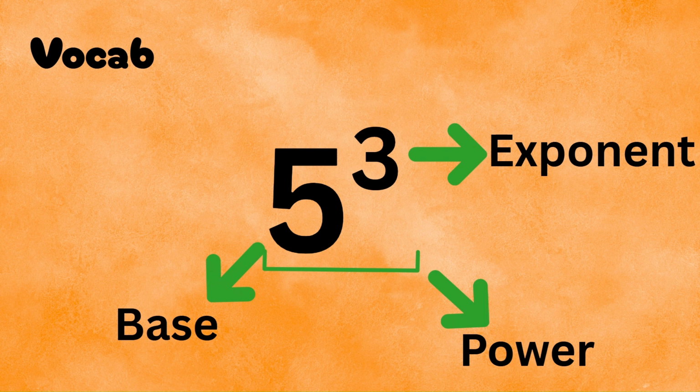Here's the vocab. The main number that is actually being repeated is called the base. The little number to the top of it that shows you how many times it's being repeated is called the exponent. And then together, they're called the power.